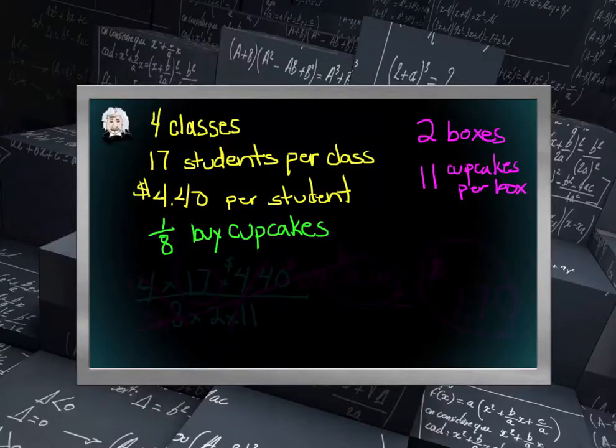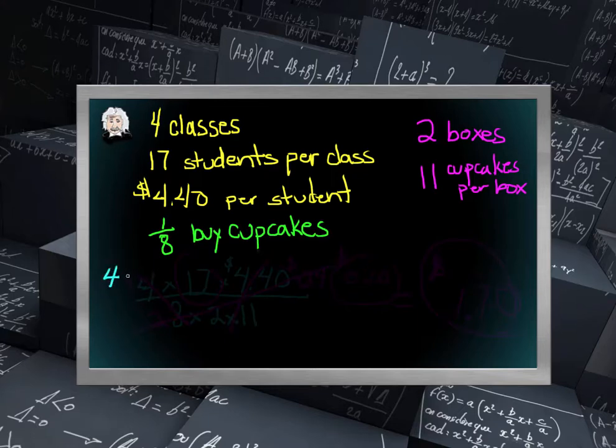In this problem, we are told that there are 4 classes, an arithmetic average of 17 students per class, which is just a fancy way of saying there is an average of 17, each have $4.40 to spend. We know beyond that 1/8 of those students buy cupcakes, and they buy 2 boxes of 11 cupcakes each. So, stepping back, the approach we'll want to take is figuring out the total dollars spent on cupcakes divided by the total number of cupcakes should give us the answer to the question asked, which is the cost per cupcake. So let's begin that calculation.